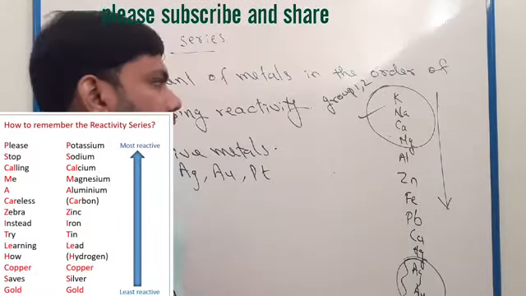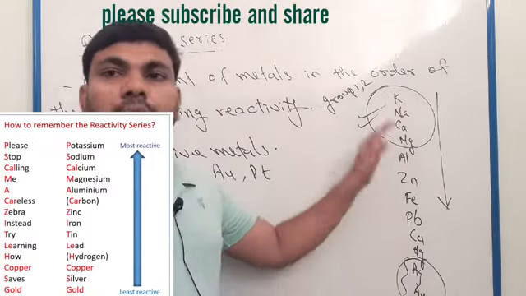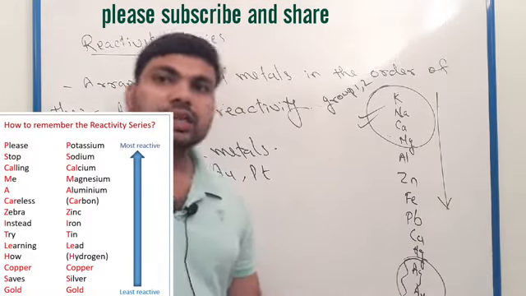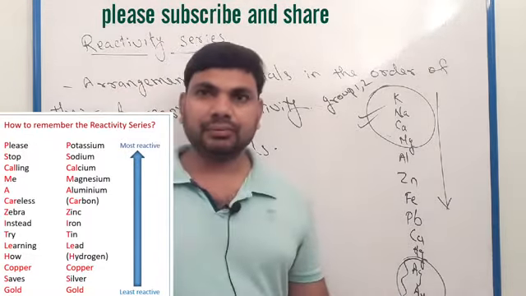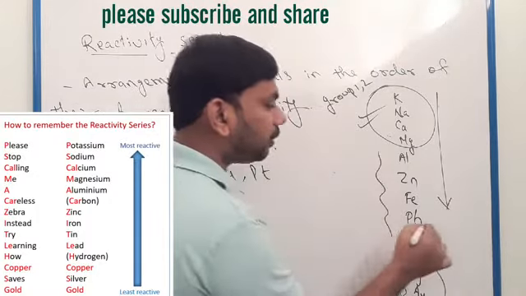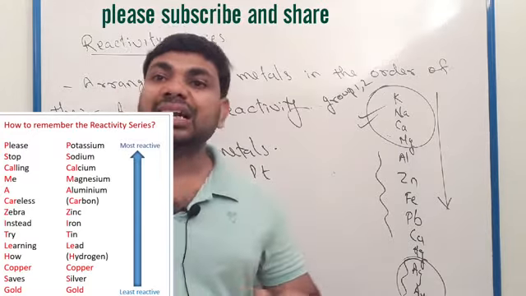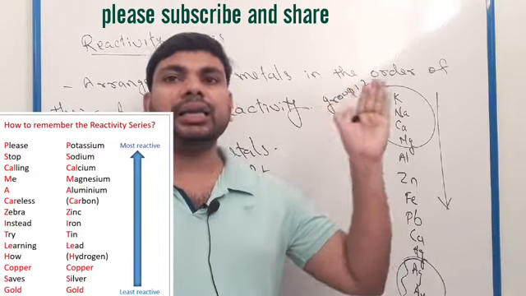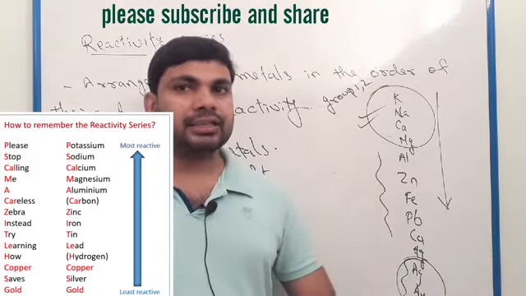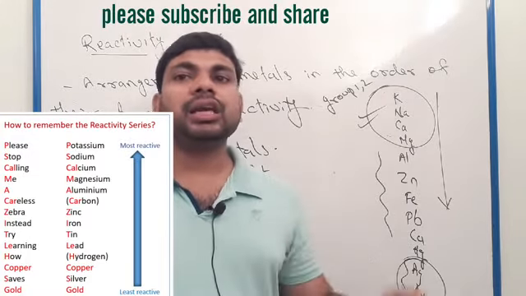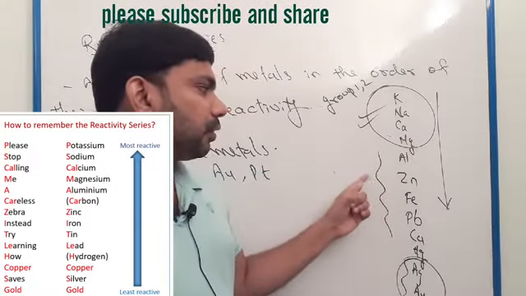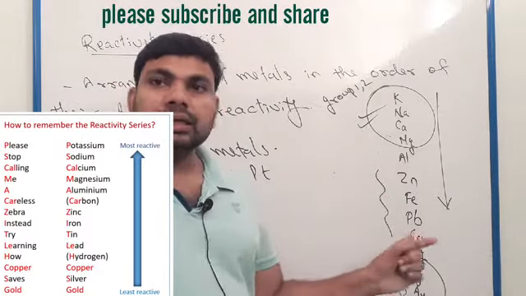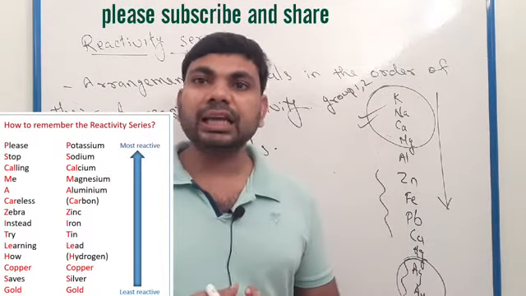Okay. The metals which come on the top are highly reactive. Metals which come downward, silver, gold, platinum, are unreactive. And metals which come in the middle of the reactivity series are moderately reactive. They will react on average, not highly reactive. They are not unreactive. They are in between. For example, zinc, iron, lead: these types of metals are moderately reactive.